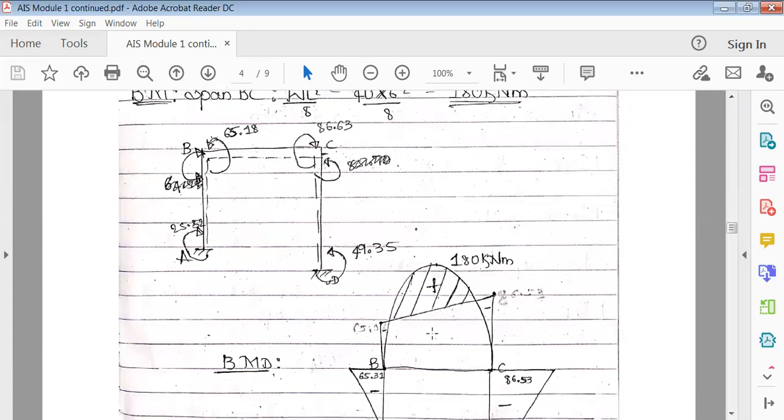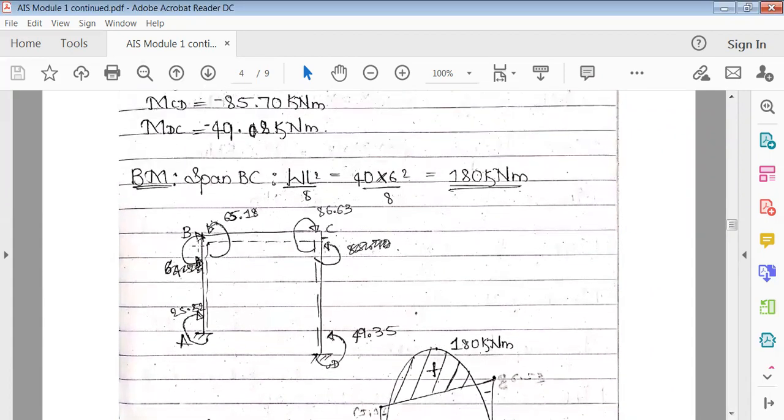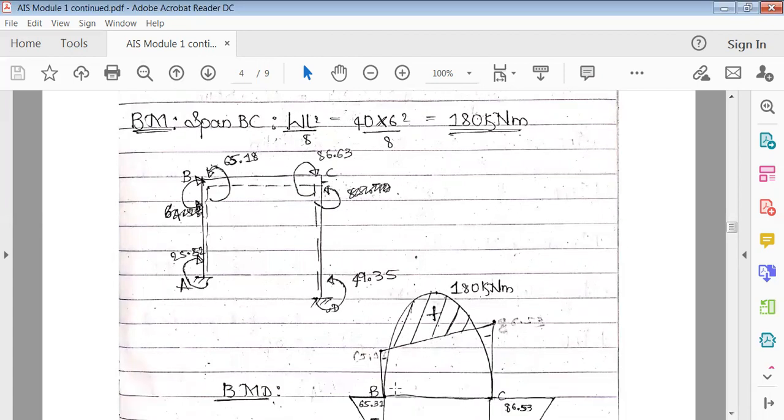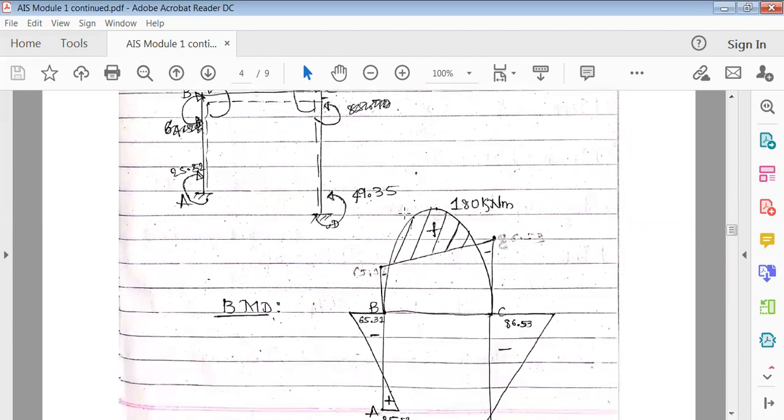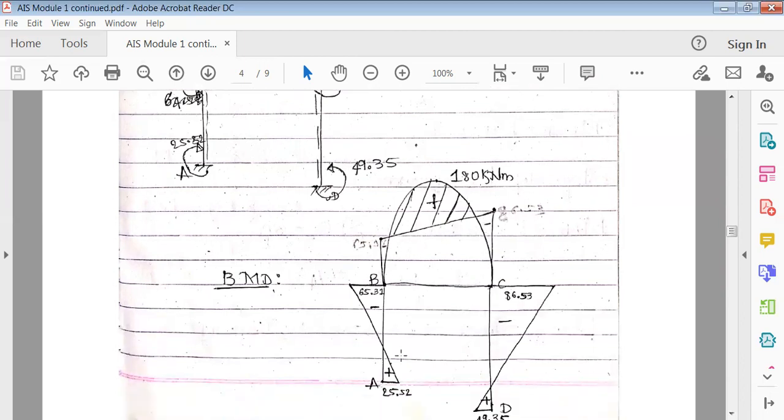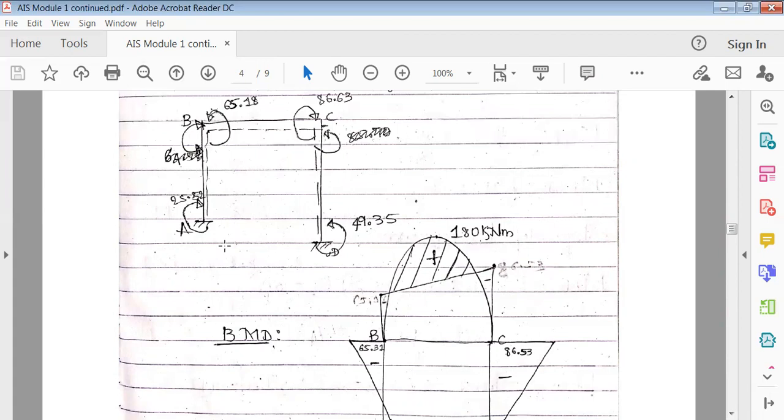Next is drawing the bending moment diagram. Only BC is loaded here, so the free bending moment is WL square by 8. So it is WL square by 8, which is 180 kilonewton. All right. So first draw the bending moment as such. It is WL square by 8, 180 kilonewton.